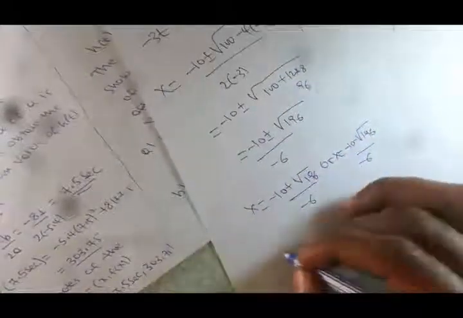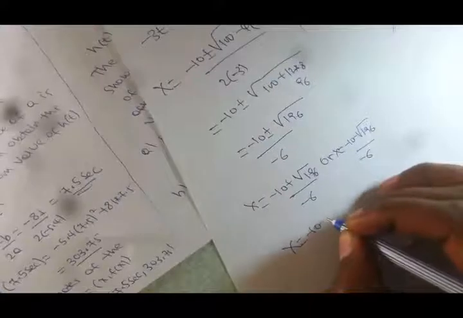So x is equal to minus 10 plus 14 over minus 6, or x is equal to minus 10 minus 14 over minus 6. This is x equals 4 over minus 6, minus 4 over 6. Since the height can never be a negative number, we don't take this value. x is equal to minus 24 over minus 6. Therefore x is equal to what? 4 seconds. So the ball will hit the ground after 4 seconds.